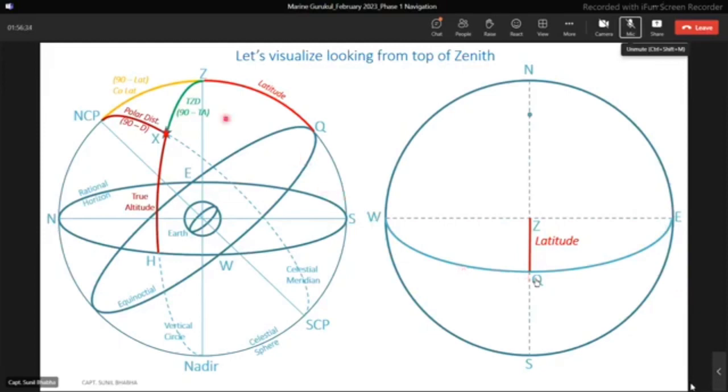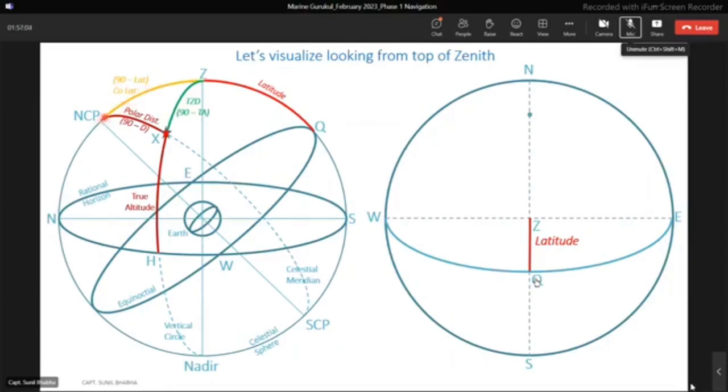Now let's proceed ahead. Let's come back to the Z point. From the Z point, if you go towards N point, towards the north point is here. So from Z, if you move towards the north point, equal to a distance which is your colat or 90 minus latitude, you will reach at the north celestial pole.